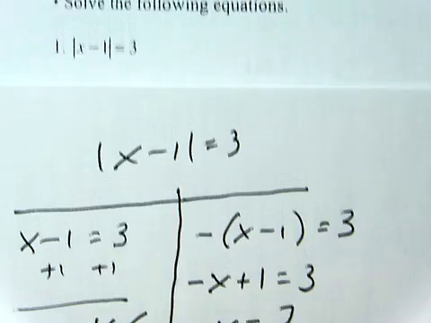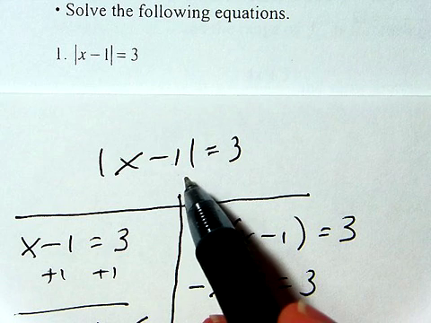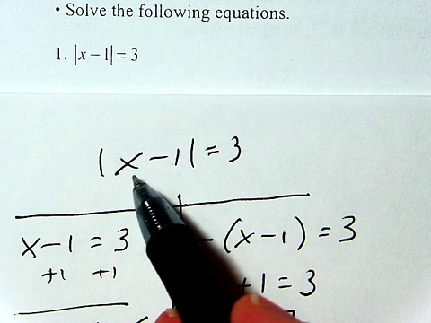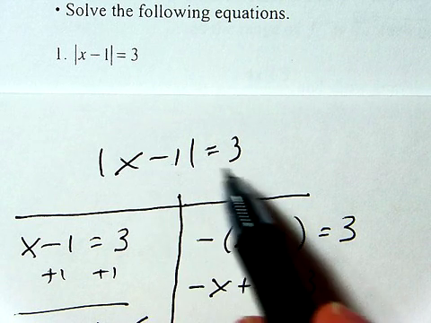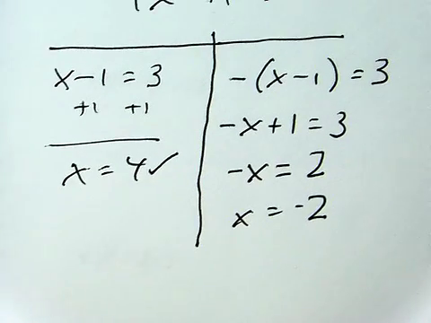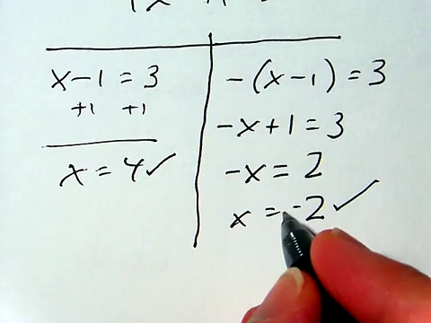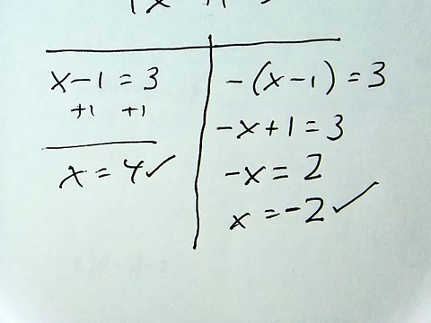Let's go ahead and plug negative 2 back in. Negative 2 minus 1 is negative 3, and the absolute value of negative 3 is positive 3. So in this case, both of these possible solutions are actually proven solutions. That is the general strategy.